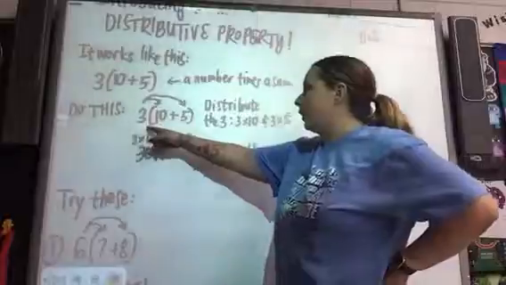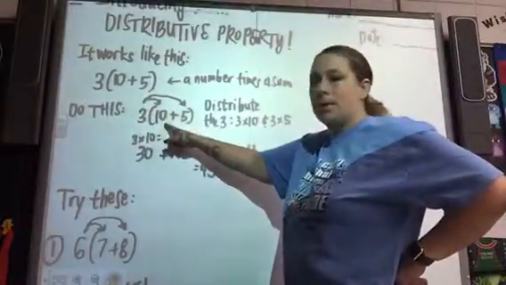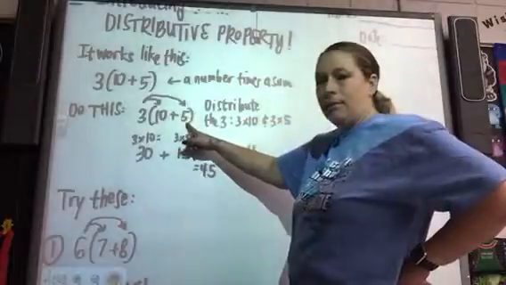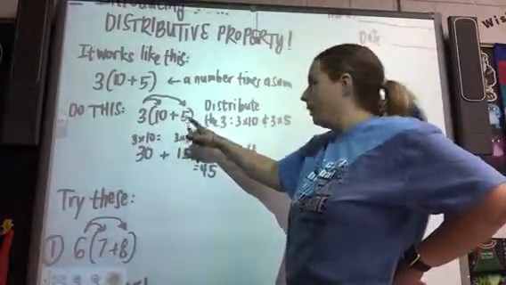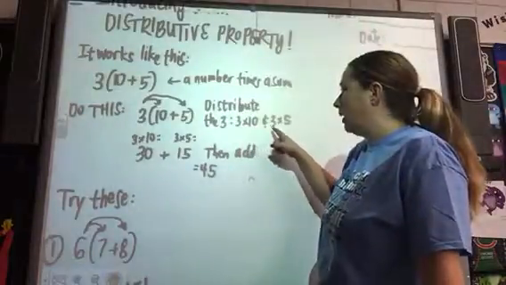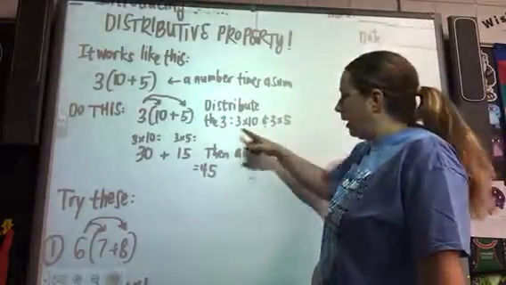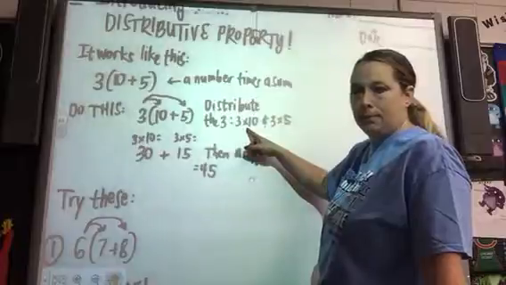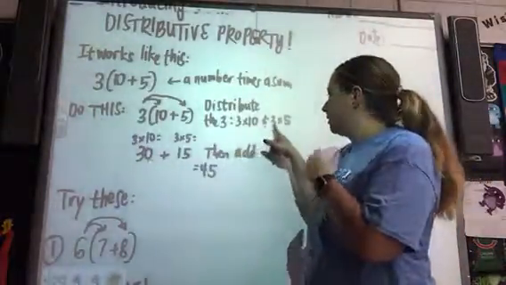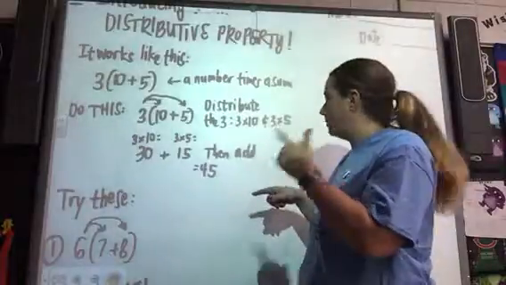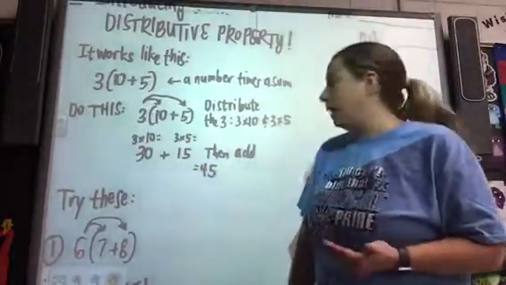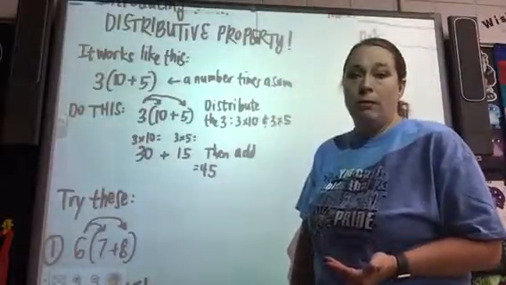You can take this 3, multiply it times 10, and take this 3, multiply it times 5, and then add those 2 together. So 3 breaks down to 3 times 10 and 3 times 5. And 3 times 10 is what? 10, 20, 30. And 3 times 5 is 5, 10, 15. So then you simply add 30 and 15 together and you get 45.